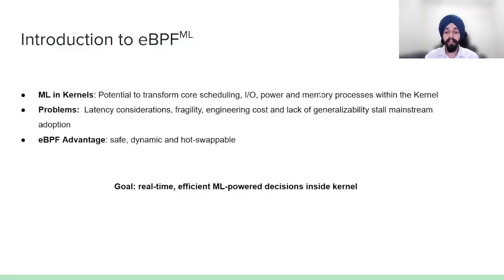Machine learning has already transformed user space systems. The next frontier is the operating system kernel, where decisions about scheduling, I/O, memory, and power states happen on a microsecond scale. Optimizing these kernel paths can directly reduce latency and improve efficiency. Yet, in practice, ML in kernel deployments remain rare.